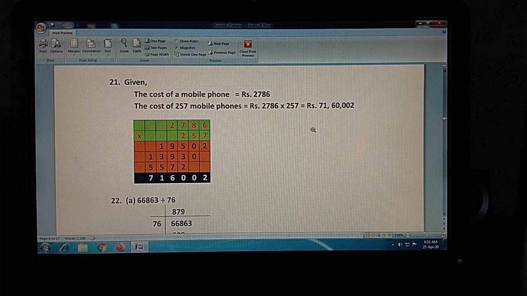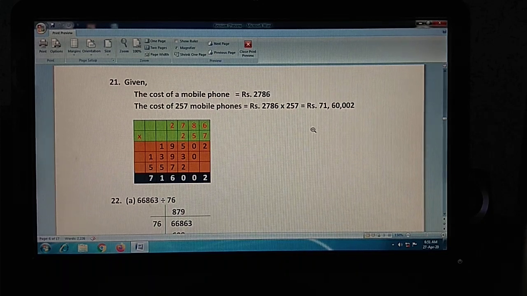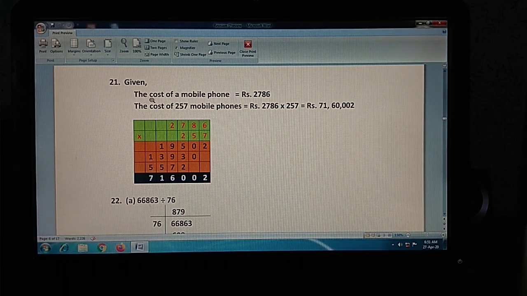Hello everyone. Today in this video we'll be discussing the next 20 questions, that is from question number 21 to question number 40. We will discuss the solutions. So let's start. In question number 21 we were given the cost of a mobile phone in rupees.